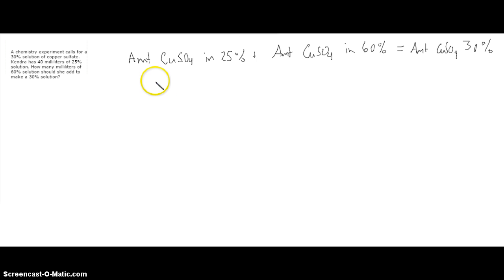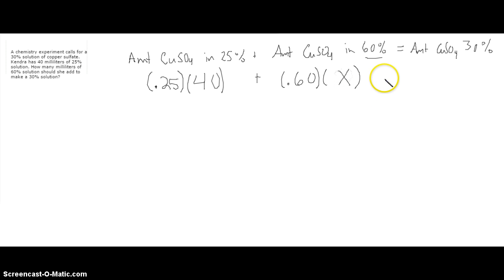So to find the amount in the 25%, we take 0.25 times my total volume. So 0.25 times 40 tells me how much copper sulfate is in that solution. If I take 0.60, 60% times 40, that tells me how much, or actually, I'm sorry, we don't know how much of the 60% solution we have. We only know that we have 40 of the 25%. The amount of 60% is a mystery.